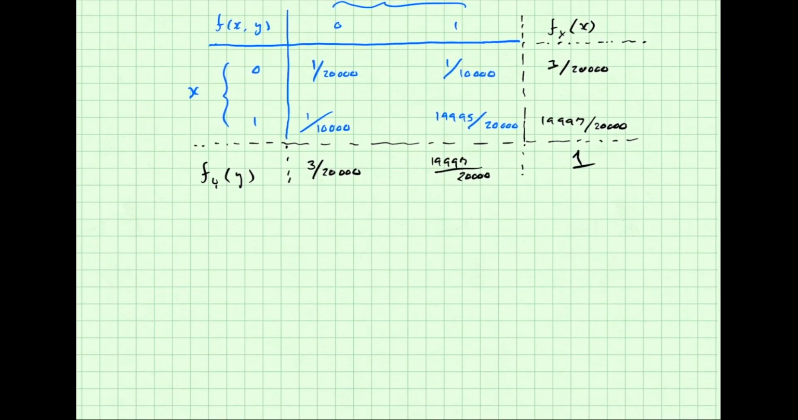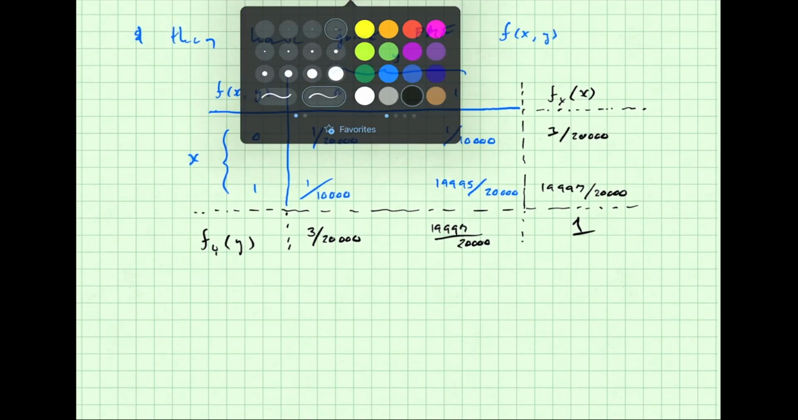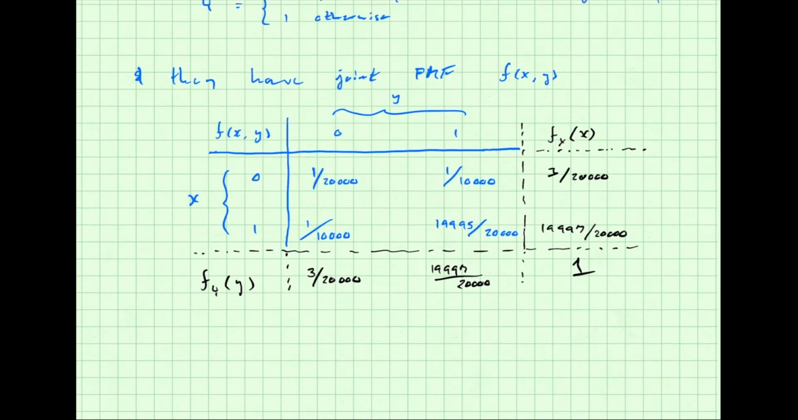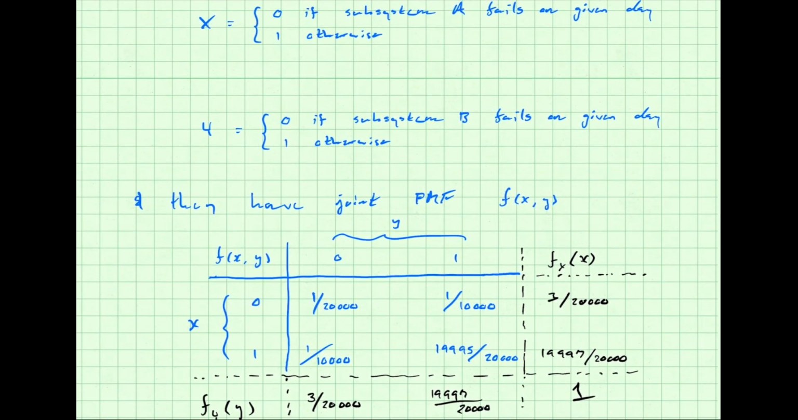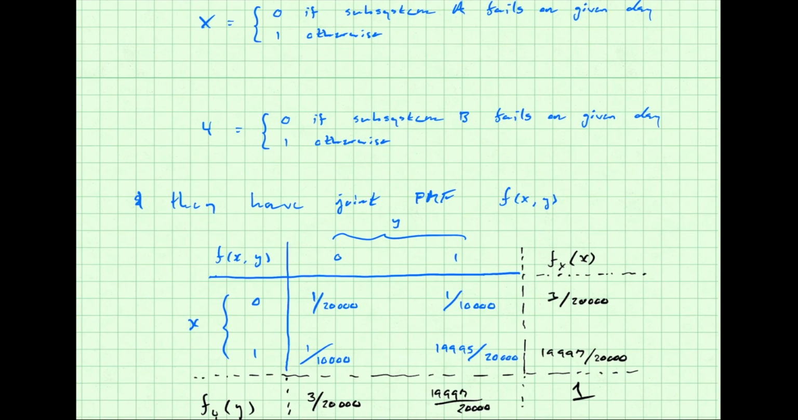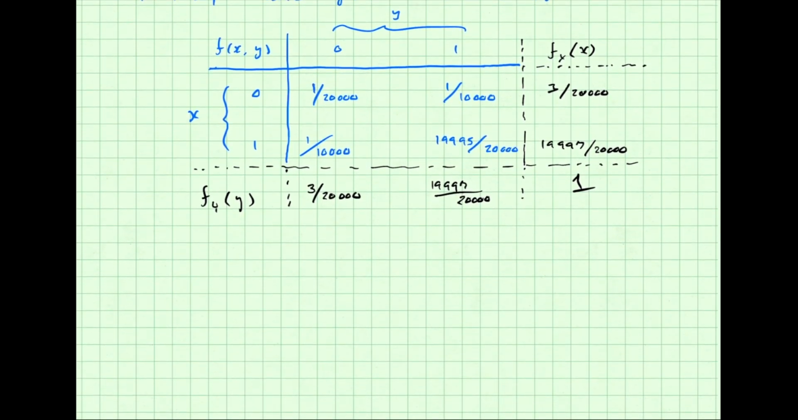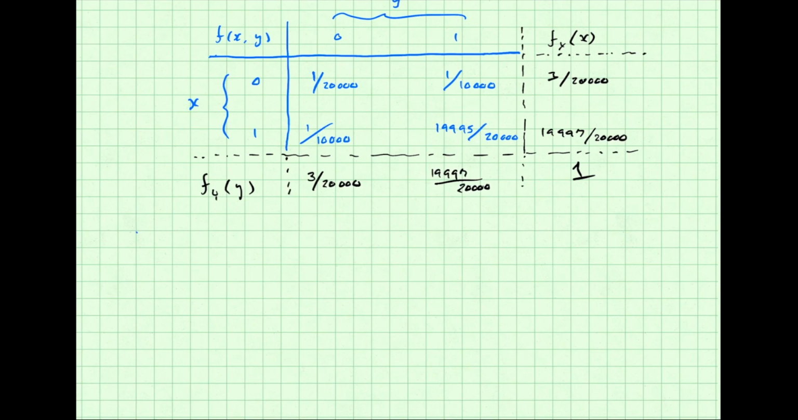Now let's get to the actual question at hand. All right, so I haven't even asked the question here. So we just have these. I just couldn't control myself with this table. I had to fill it out. So these are these two random variables. X tells you if subsystem A fails or not, and Y tells you if subsystem B fails or not. And what we want to do is find the probability that X is equal to 0 given that y is equal to 0.